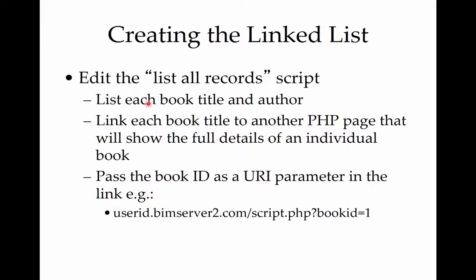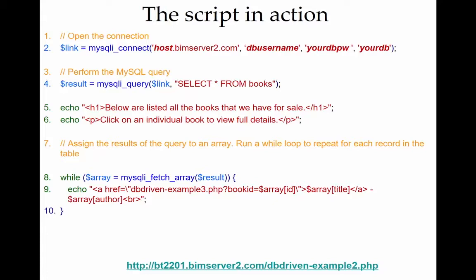So as before, we list book title and author, but the new thing now is we link each book to another PHP page that will show the full details, and we pass the book ID. In this case, book ID is 1, or whatever it might be. So this code is extremely similar to the code we looked at a few weeks ago when we started getting information from the database.